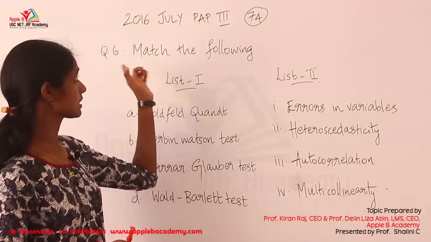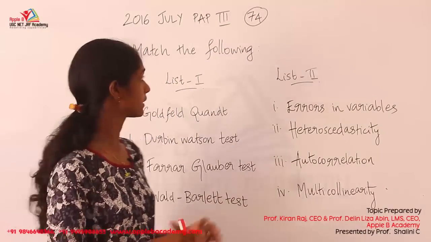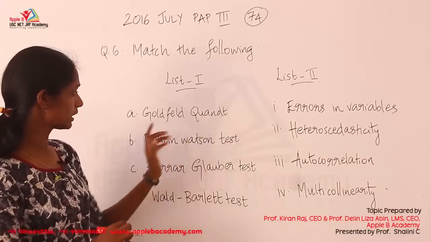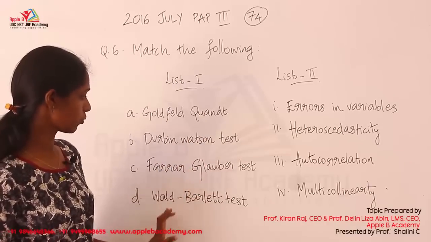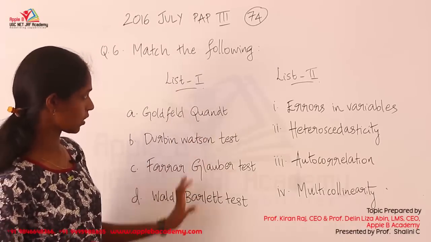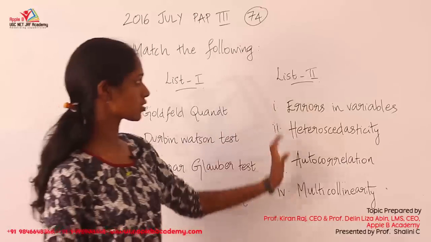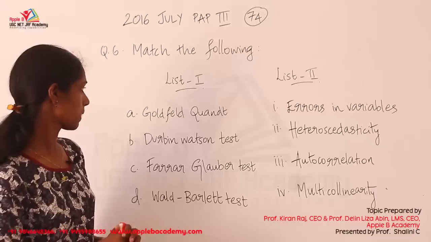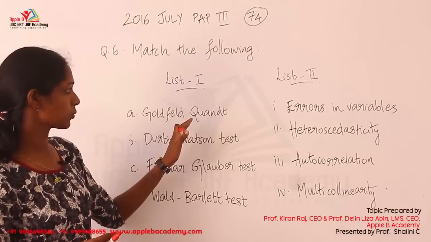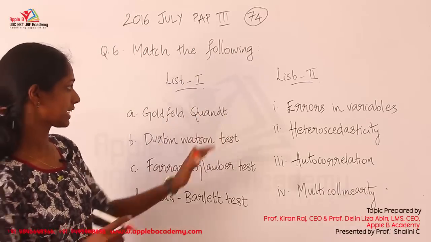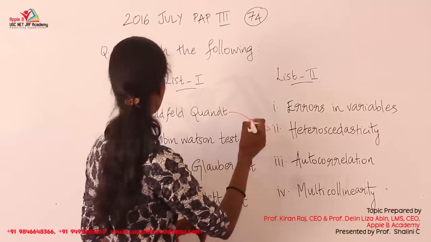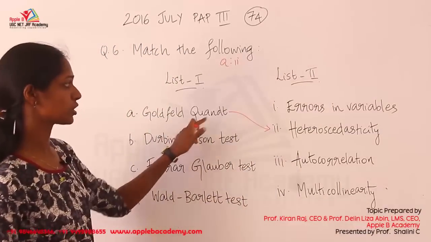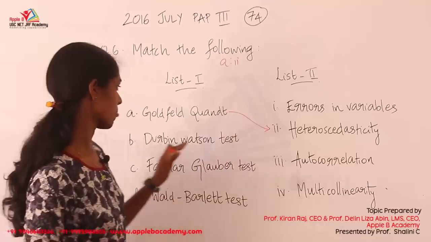Next question, 2016 July, paper 3, 74th question. It is a match the following question. So we have these items: Goldfeld-Quandt, Durbin-Watson, Farrar-Glauber, and Wald-Bartlett test on list 1, and the conditions on list 2. So what are these conditions these particular tests are used for? So Goldfeld-Quandt test is used to detect heteroscedasticity. So option A would be 2. Goldfeld-Quandt test is used to test heteroscedasticity.